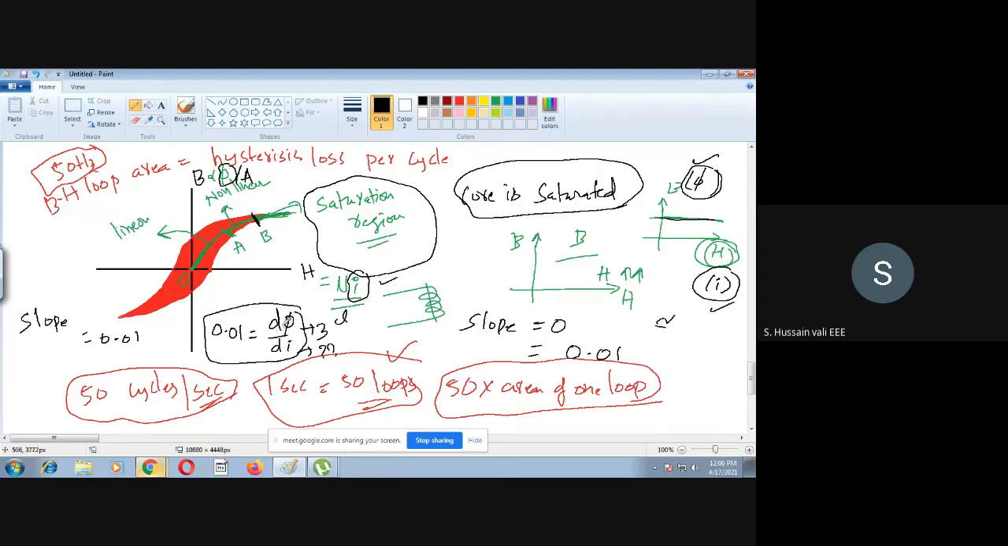So slope is equal to y coordinate by x coordinate. What is the y coordinate here? D phi is the y coordinate. What is the x coordinate? Di is the x coordinate. Now the question is, I want to change the d phi value to 3. What is the value of di? Using this mathematics, di is equal to d phi by 0.01. D phi is 3, so 3 by 0.01. How much is it? 300. So di will be 300.